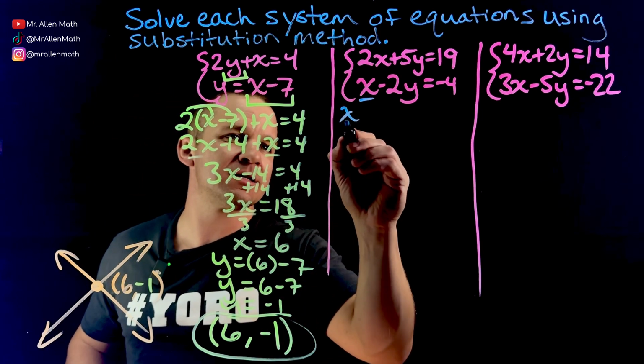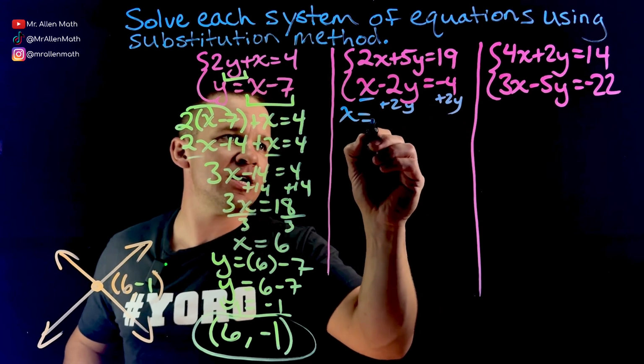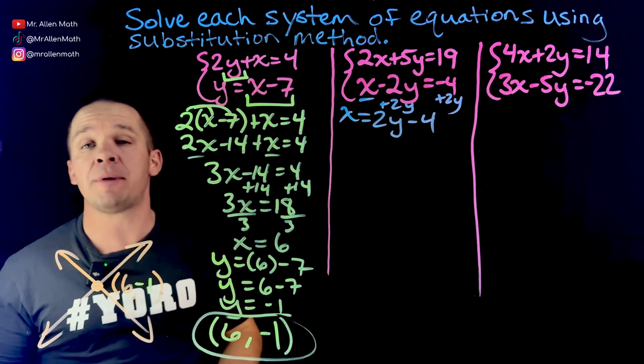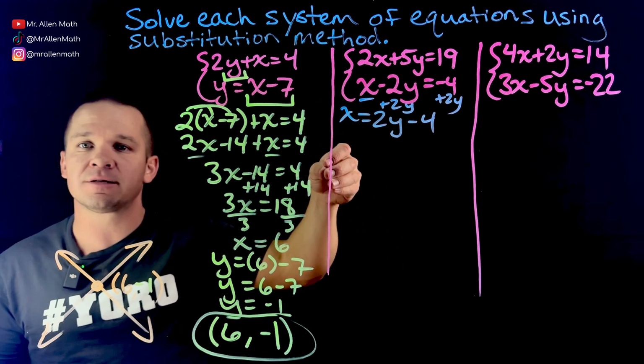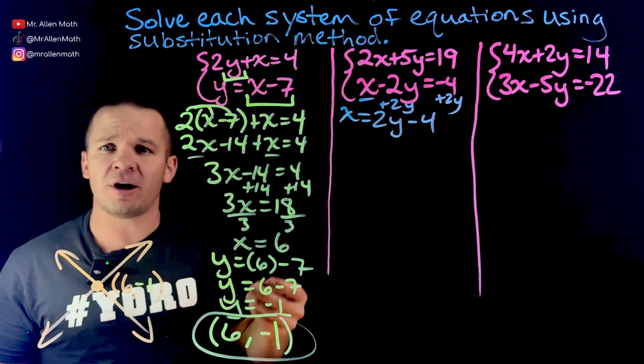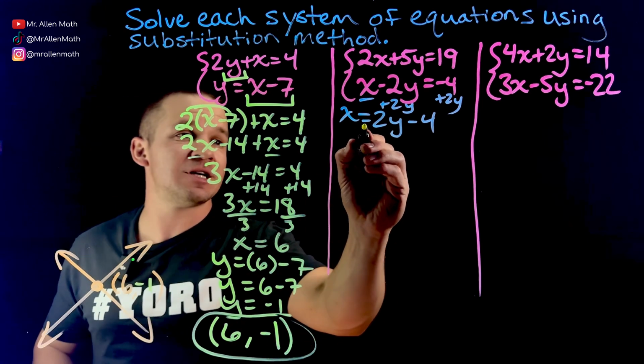So I'm going to have x, I'm going to add 2y to both sides. So I'll have x equals 2y minus 4. x equals 2y minus 4. I've solved for x in terms of y. You'll often see that wording on a piece of paper, directions, whatever. Solve for x in terms of y. That's what that means there. I've solved for x. My answer just has y in it.